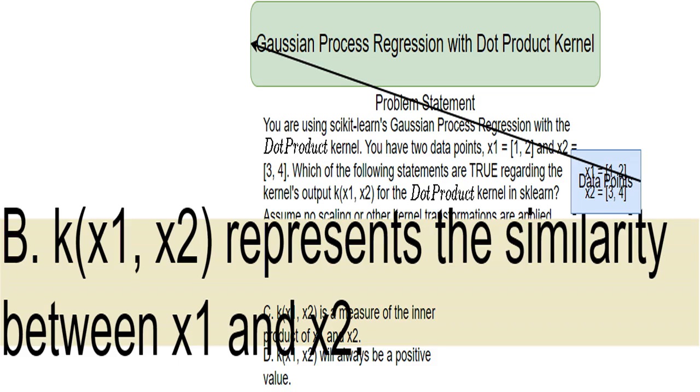I found this statement to be false. The dot product can be negative if the vectors have components with opposite signs. For example, if x1 were (1, -2) and x2 were (-3, 1), then k(x1, x2) would be 1×(-3) + (-2)×1 = -5. A negative value.